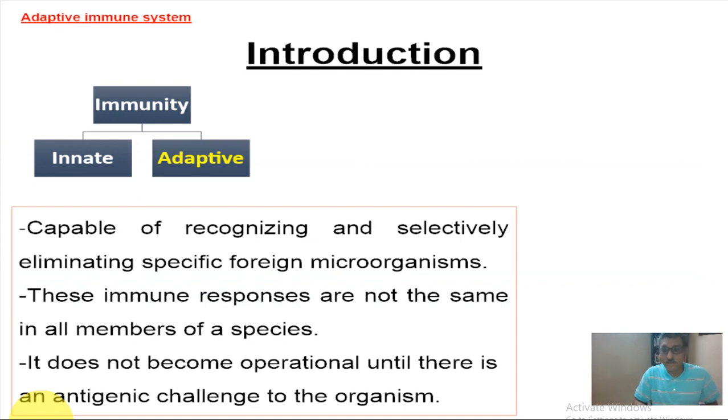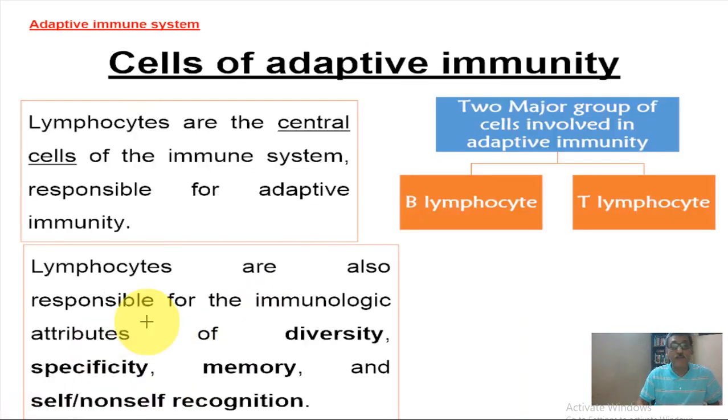So from our previous class, I think we have a pretty good idea about innate and adaptive immunity and the difference. We have seen that the adaptive immune system is capable of recognizing and selectively eliminating specific foreign microorganisms, and they are not the same for all members of the species. It doesn't become operational until an antigenic challenge happens. So let's focus on the major cells or molecules involved in this type of immunity, which is known as adaptive or acquired immunity.